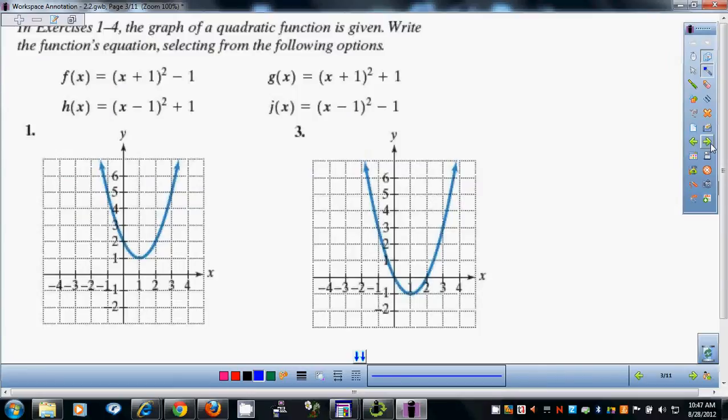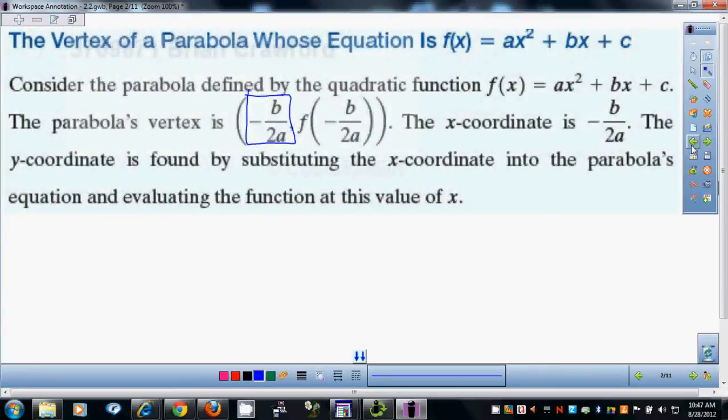Now, this whole thing right here, that is a quadratic equation. That is, I guess you'd call that the formula for the vertex. Vertex formula.